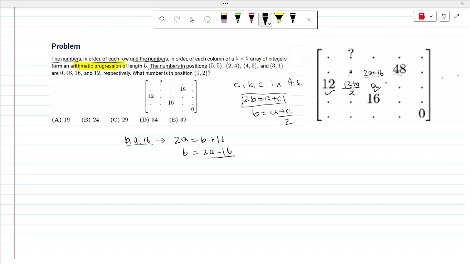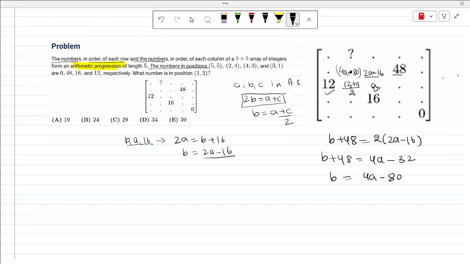Now if we take this blank, then blank plus 48 will become 2 times the middle number. So blank plus 48 will become 4 times A minus 32. So blank will become 4A minus 32 minus 48. So it becomes 80. So here this blank will become 4A minus 80. I hope it is clear.